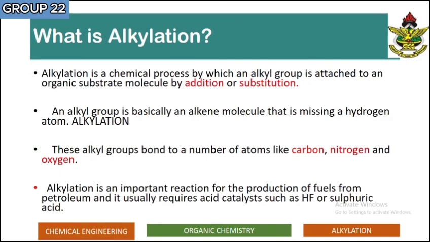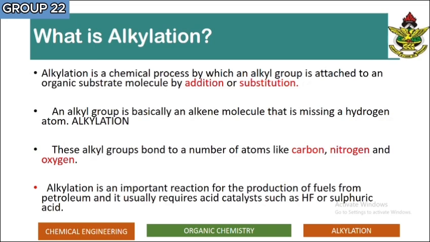Alkylation is a chemical process by which an alkyl group is attached to an organic substrate molecule by addition or substitution. An alkyl group is basically an alkane molecule that is missing a hydrogen atom. These alkyl groups bond to a number of atoms like carbon, nitrogen, and oxygen. Alkylation is an important reaction for the production of fuels from petroleum, and it requires acid catalysts such as hydrogen fluoride or sulfuric acid.